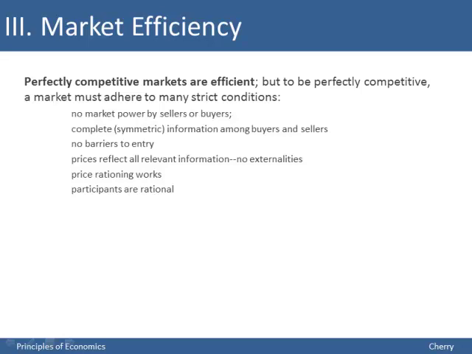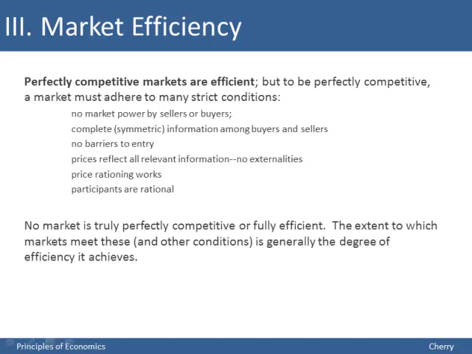And then we have price rationing. That must work. And we've covered some special cases where price rationing will not work. If you recall, where we have perfectly inelastic demand, for instance. If prices are unrelated to quantity demand, then price rationing is not going to work very well. And then you have to assume participants are rational. And we're going to talk about that in more detail in the next module as well.